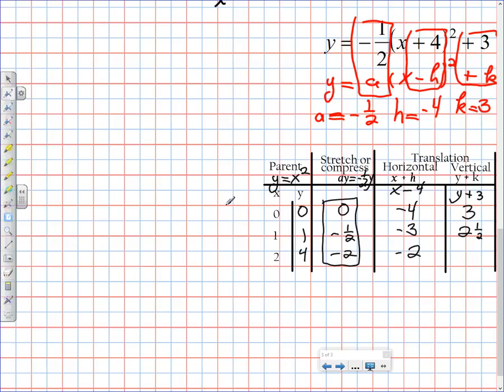Now, y is negative 2. Negative 2 plus 3 will give you 1. Okay, now I'm going to graph this. Write this as an ordered pair. This is my x value. This is my y value. Graph this. I don't expect any problems.